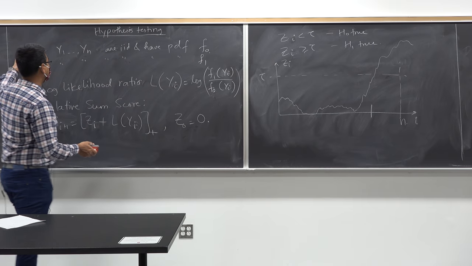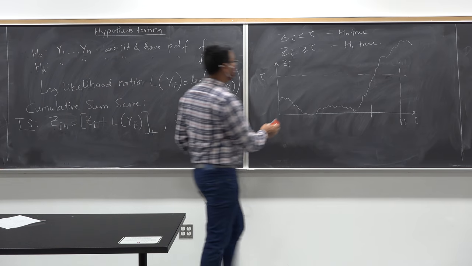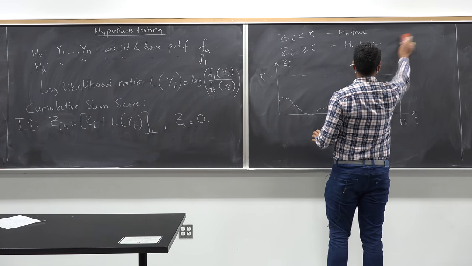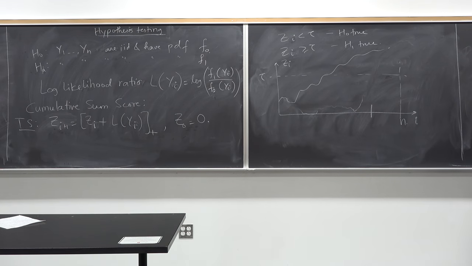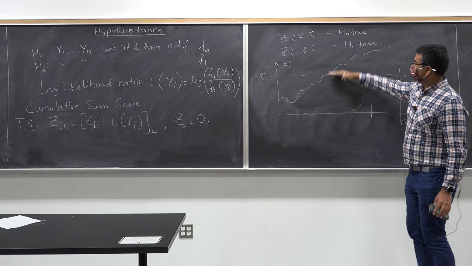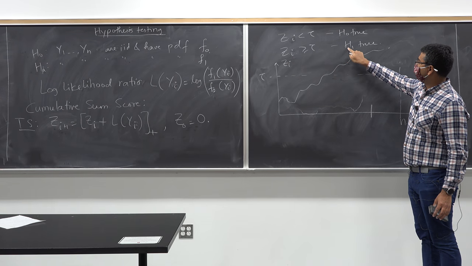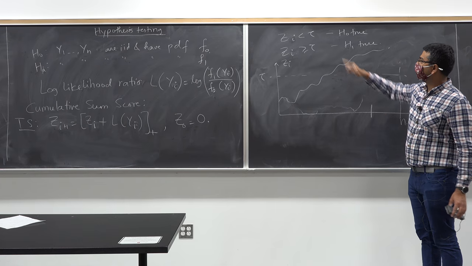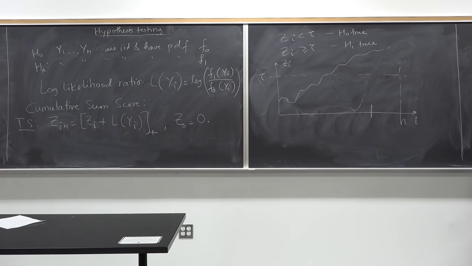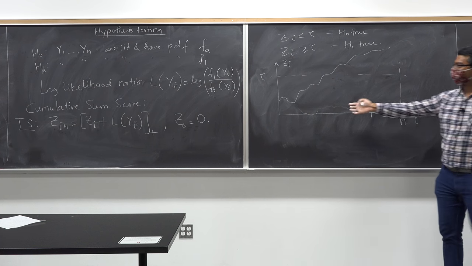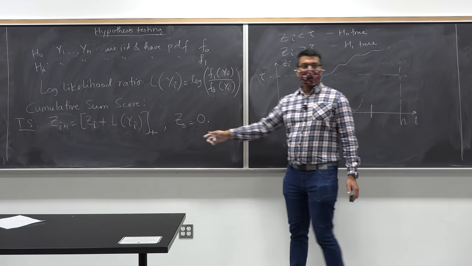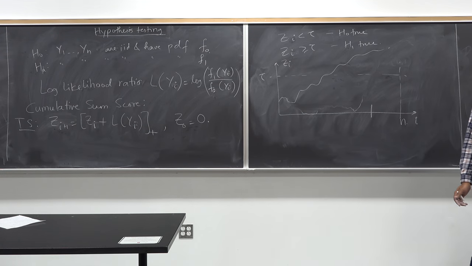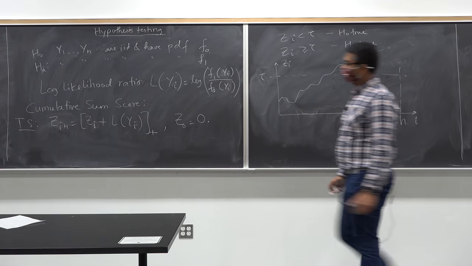But if you are just interested in this particular hypothesis, not the change detection, then you will have a graph that looks very similar to this. If it has gone above the threshold, then you say that H1 is true. If it remains below the threshold, then you say that H0 is true. But you can continue to compute Zi as new data comes in. That's why you usually plot it as a function of time, because you can update Zi. So it only depends on a single previous increment. Correct.